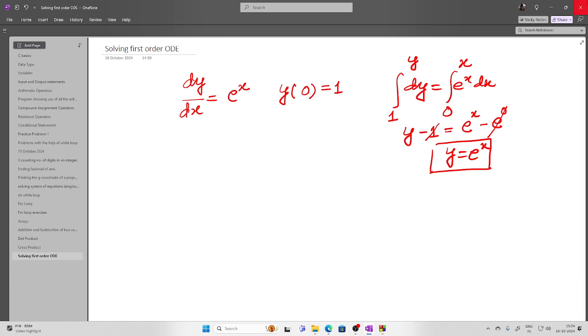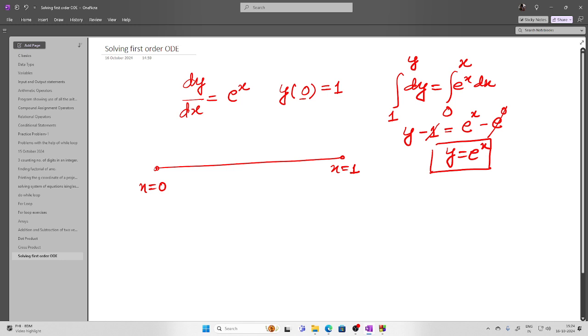Now how to solve this using programming? So x is starting at 0 and let's say it is ending at 1. This is my x, starting at 0 and ending at 1. Let's take a certain number of nodes, say 1st, 2nd, 3rd, 4th, 5th, 6th, and 7th. So 7 nodes at equal distances will divide the whole domain, that is 0 to 1, into how many equal parts? If n is equal to 7, then these parts will be 6.